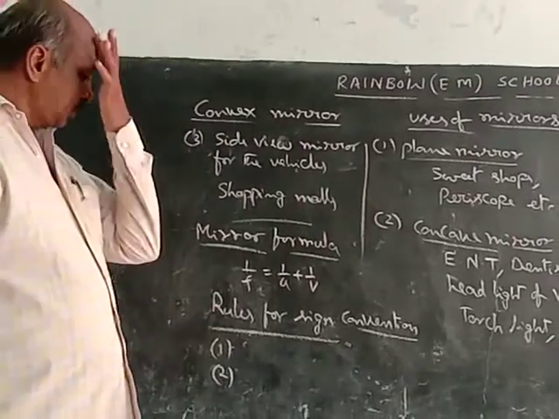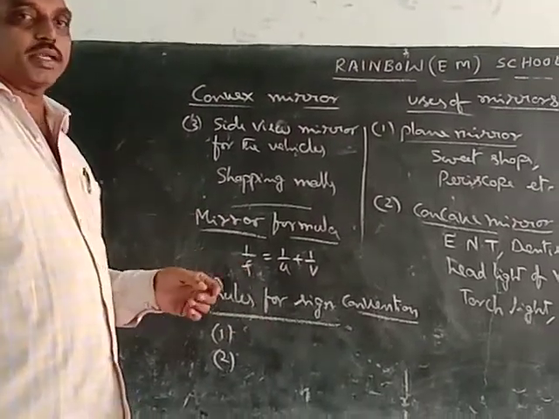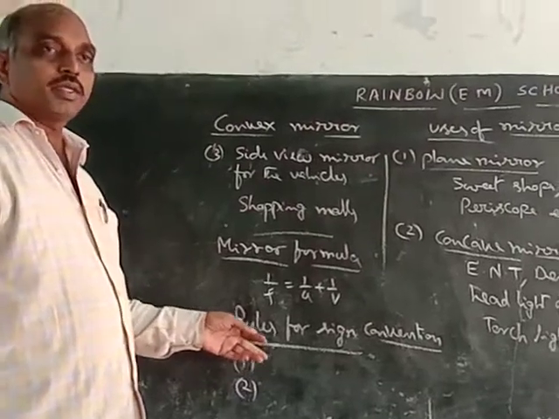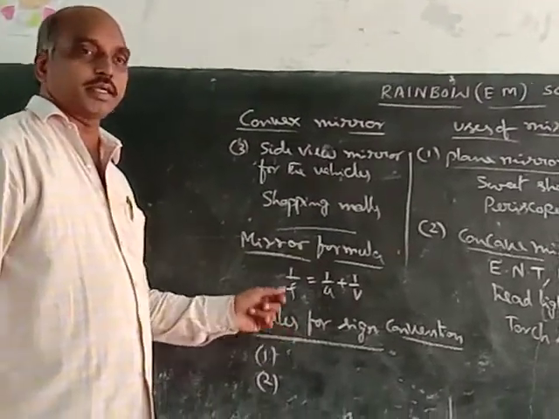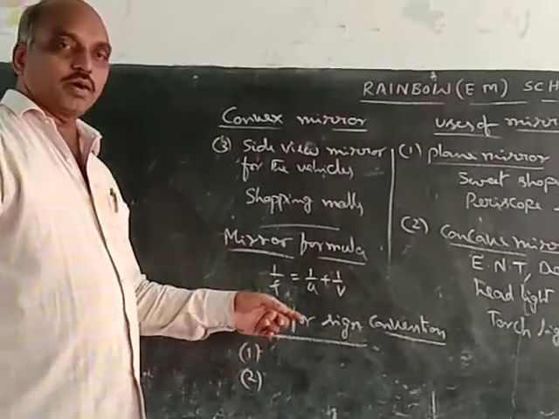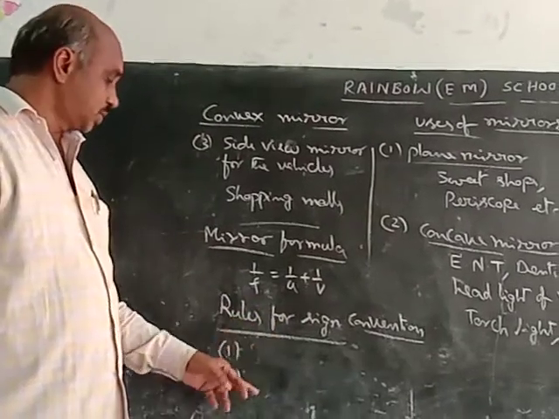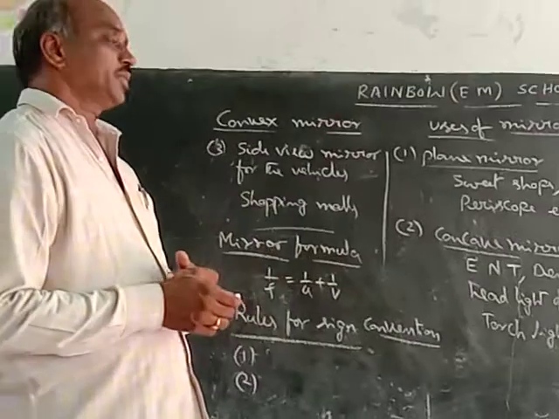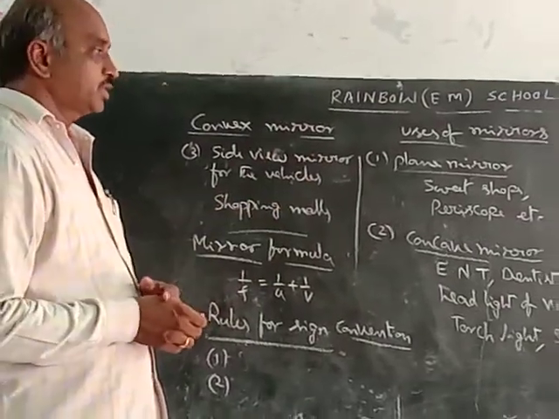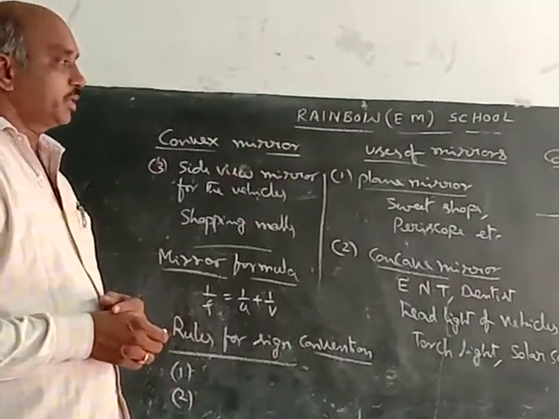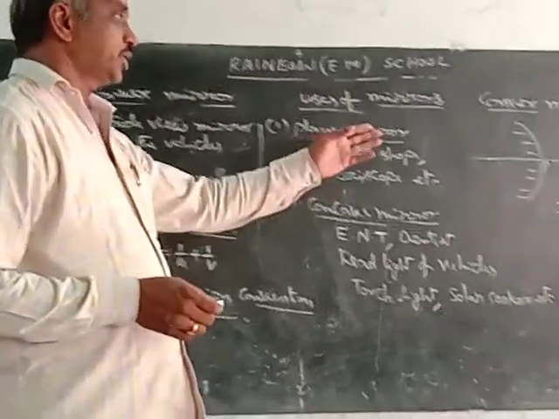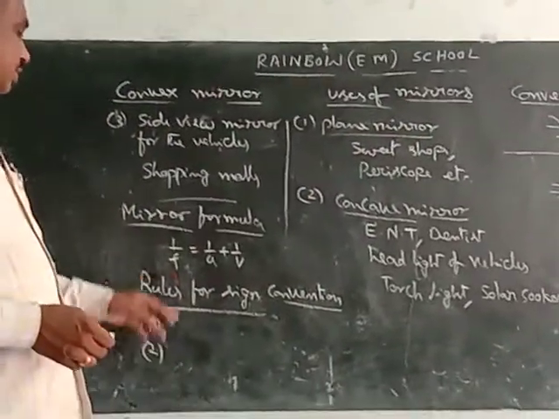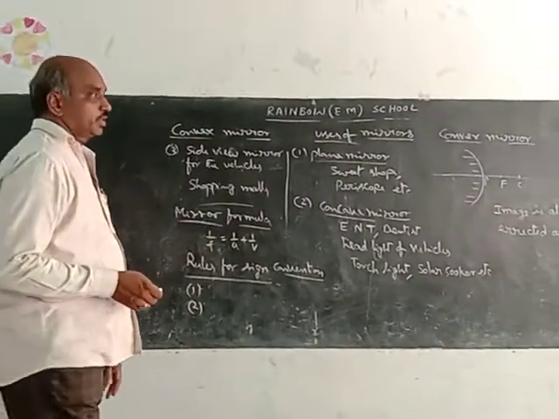Here the first rule means the distance measured in the direction of light ray is positive, opposite to the direction of light ray is negative. That is either object distance or image distance. Second, the position of the object or image above the principal axis is taken as positive, below is negative. These are the rules for sign convention.